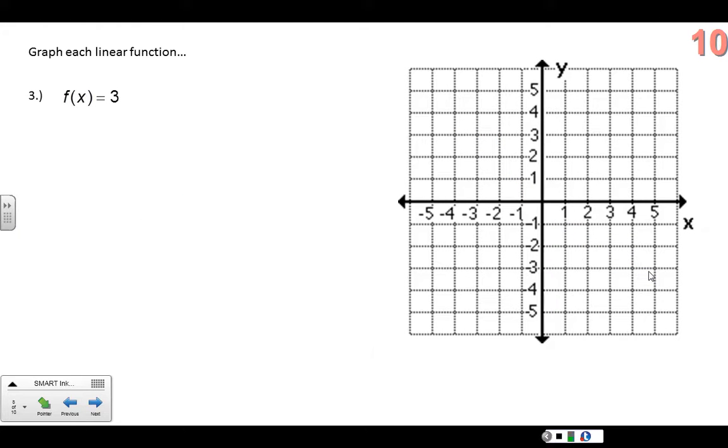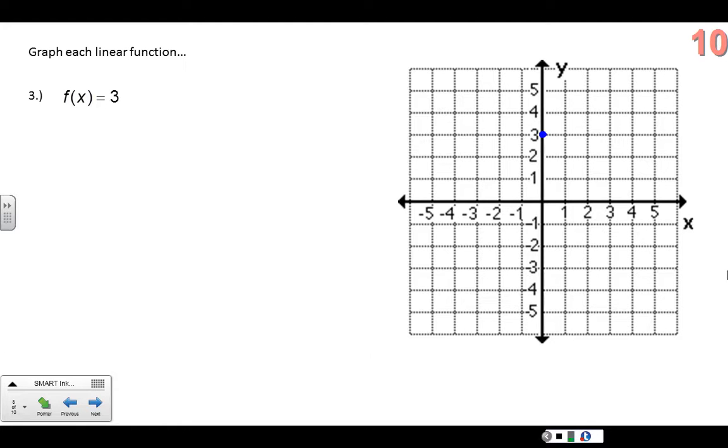In this equation, f of x equals 3, this is like saying y equals positive 3. Notice there's no x. We looked at this earlier in this lesson where we say if we have y equal to a constant, that it's going to graph a horizontal line. So this would be a linear function. It would go through the point 0, 3 on the y-axis.